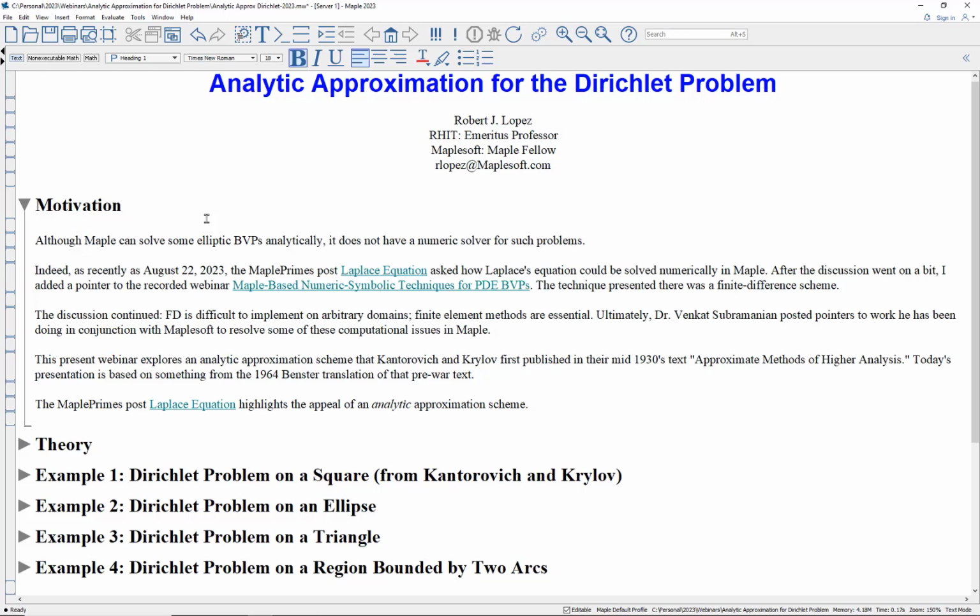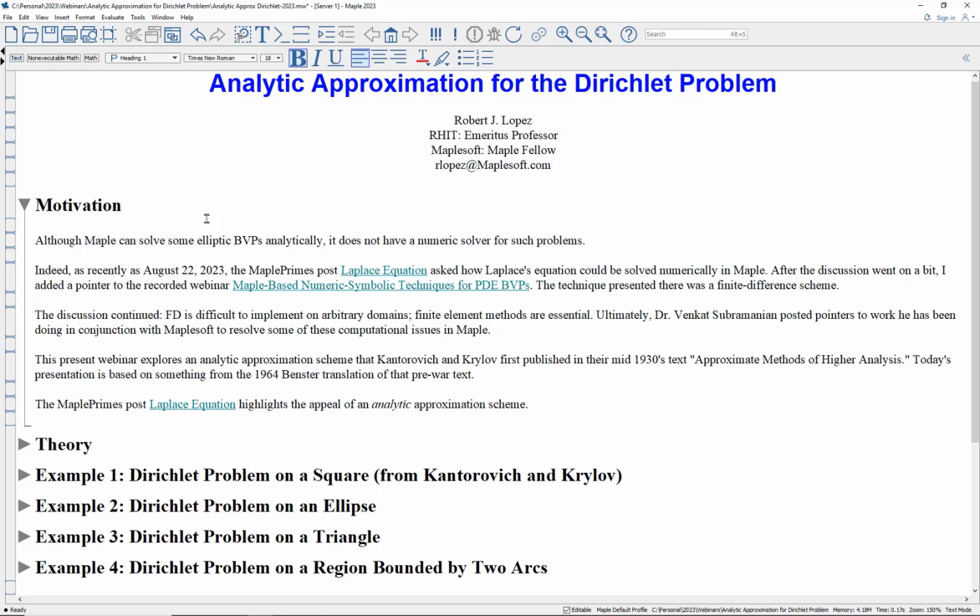In fact, as recently as August 22nd of this year, 2023, there's a MaplePrimes post, Laplace equation, that asked how Laplace's equation could be solved numerically in Maple. The discussion went on a bit, and I added a pointer to the recorded webinar, Maple-based numeric symbolic techniques for PDE boundary value problems. And that technique was essentially finite difference.